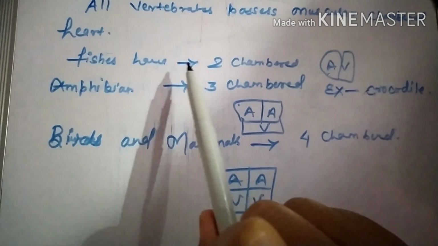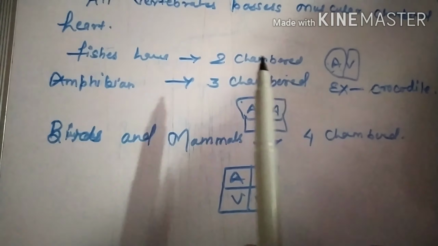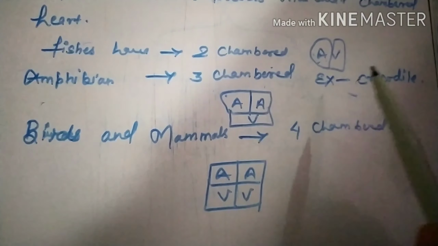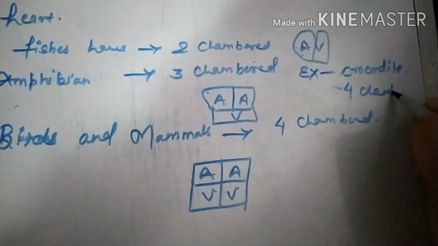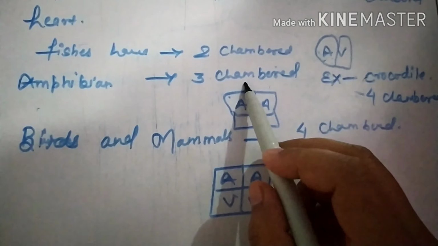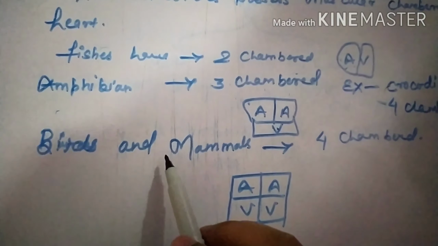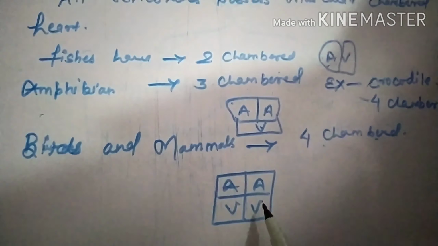The chambers of the heart. All vertebrates possess a muscular chambered heart, in which fish have two chambers, one auricle and one ventricle. Amphibians have three chambers, except crocodiles, which have four. So all amphibians have a three chambered heart, with two auricles and one ventricle. Then birds and mammals have a four chambered heart, with two auricles and two ventricles.